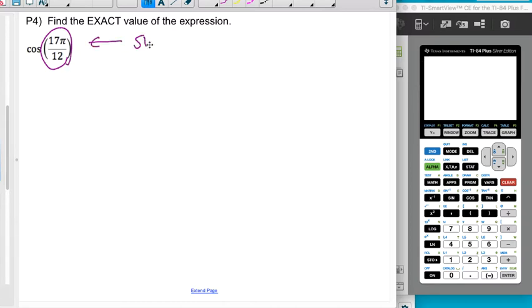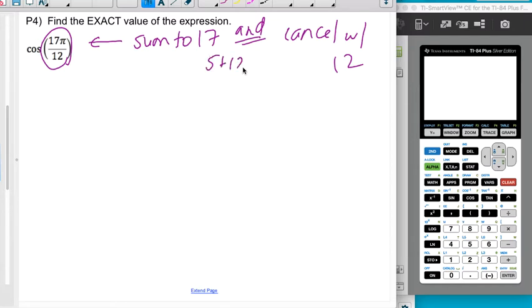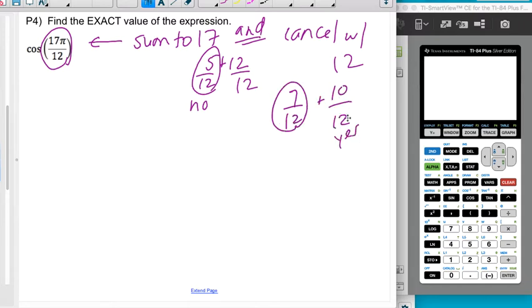You want numbers that sum to 17 and will cancel with the 12, so that I get something on the unit circle. For instance, you don't want to pick 5 plus 12, because 5/12 is not going to cancel. You don't want to pick 7 plus 10, because although the 10/12 would work, just like the 12/12 would work, the 7/12 wouldn't. So you want to pick something like 8 plus 9. There are probably other options that work.